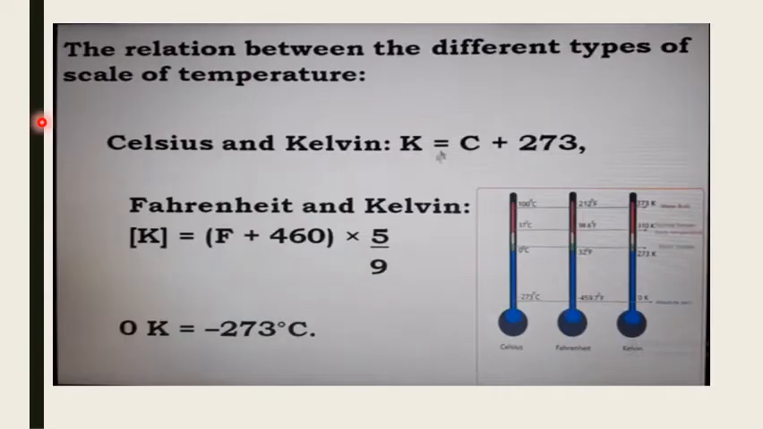Next, this is the formula, the relation between the different types of scales of temperature. Celsius and Kelvin: K is equal to C plus 273. Fahrenheit and Kelvin: K is equal to F plus 460 into 5 by 9. So this is important: 0 Kelvin is equal to minus 273 degrees Celsius.